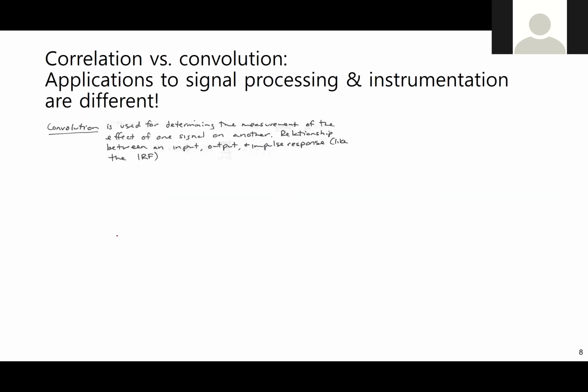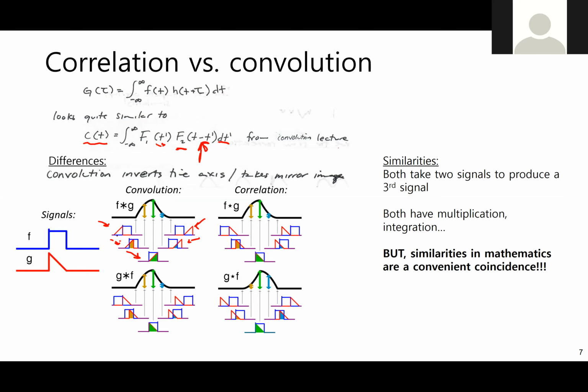The similarities are that both of them take two signals, with correlation the f of t and h of t, or with convolution f1 and f2, and produce a third signal out, the g of tau or c of t. They both have multiplication and integration, but it's really a coincidence that they have those similarities.